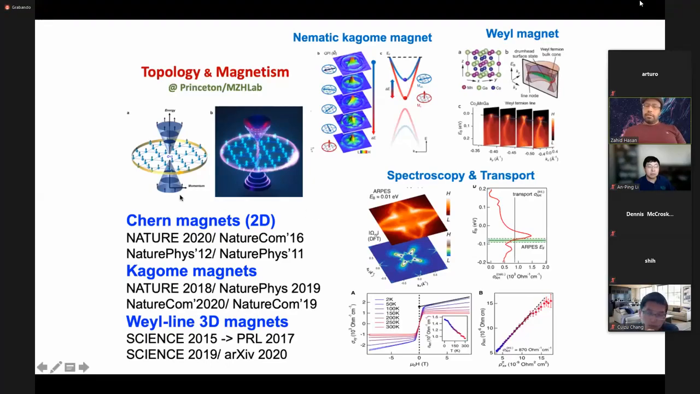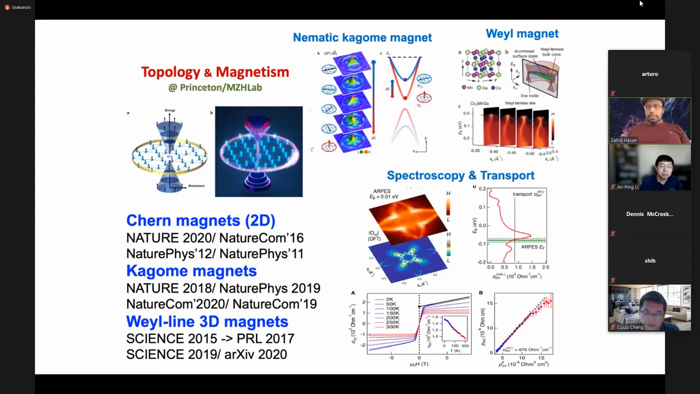So this is my summary slide. We showed 2D Chern magnets starting from 2012. Then we showed that the Kagome magnets are better. That's how we found the room temperature Chern insulator in 2020. Then we were also searching for 3D topological magnets, and that led to Weyl fermion and Weyl loop topology, magnetic stuff. On the way, we found a number of quantum many-body effects in these topological materials. That is another goal in the field.